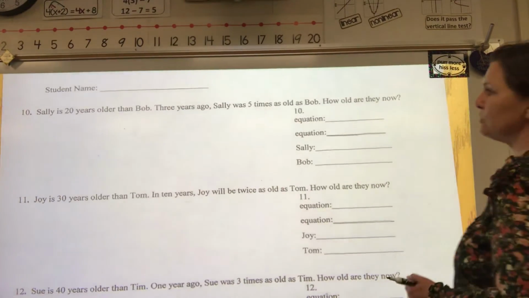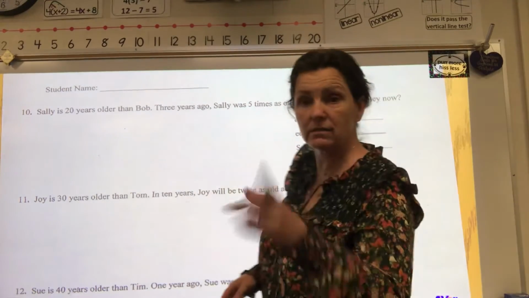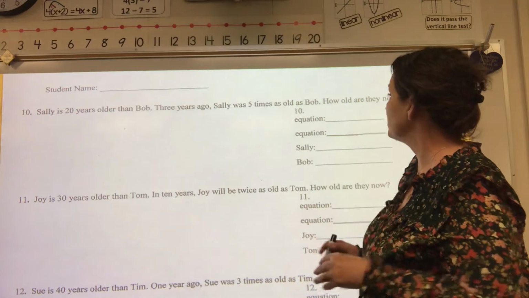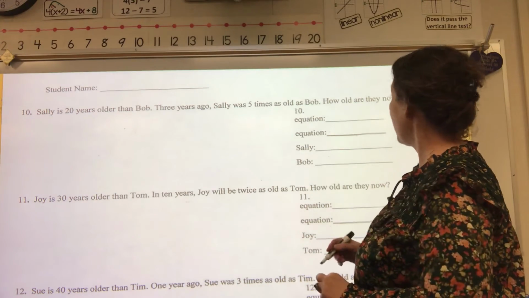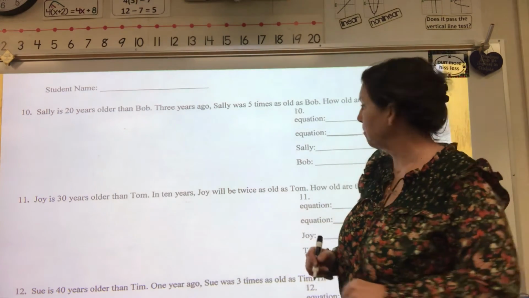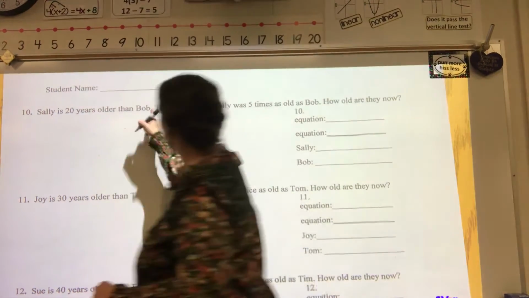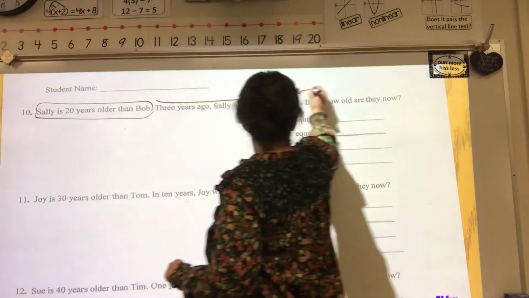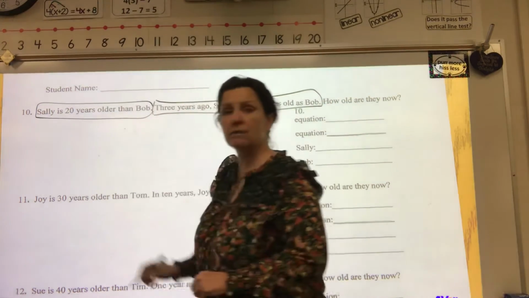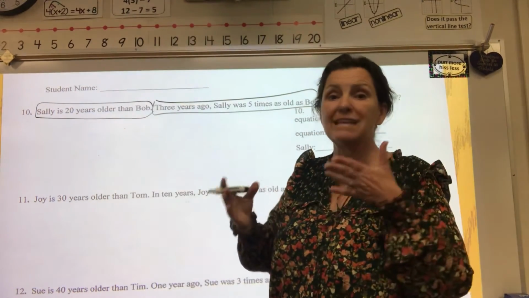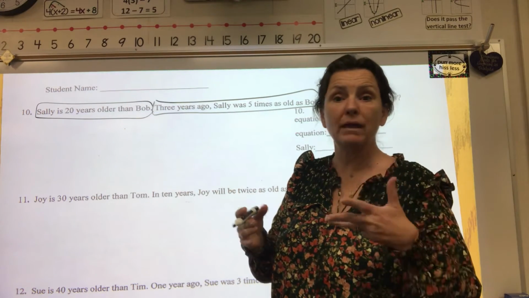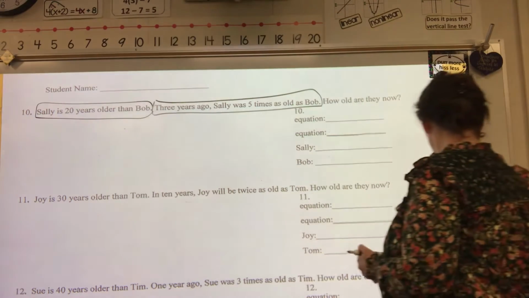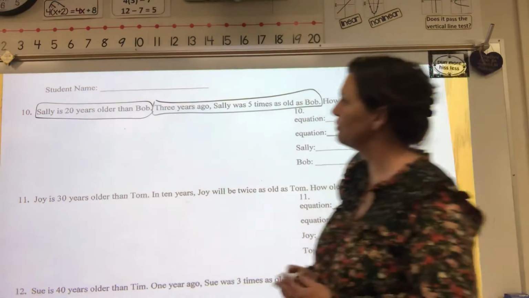Sally is 20 years older than Bob. End of first sentence, first equation. 3 years ago, Sally was 5 times as old as Bob. How old are they now? Okay, first sentence, we're going to create our first equation. Second sentence, we're going to create our second one. Now the key is, where is the is word? Is, was, will be. They all mean equal, right? So find that. That's your key. Go ahead and find those words.